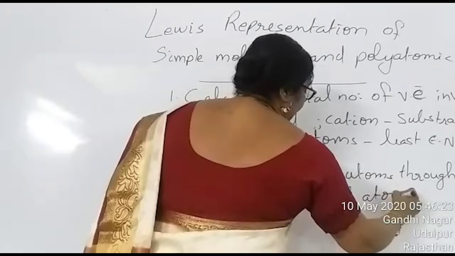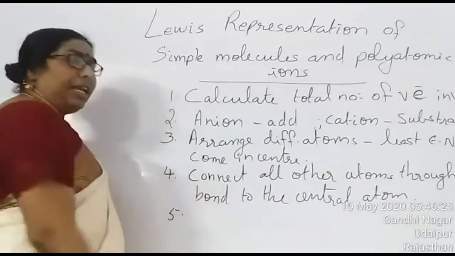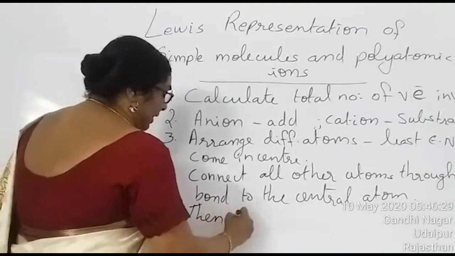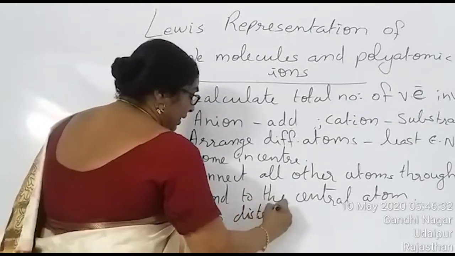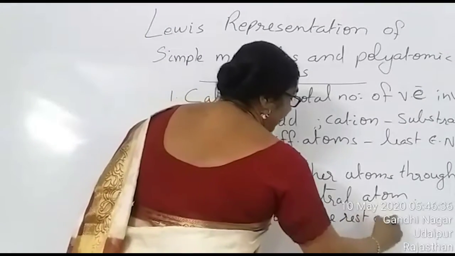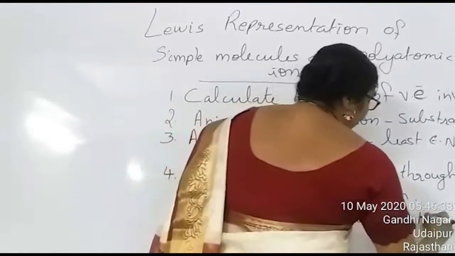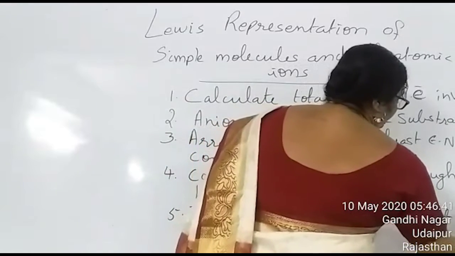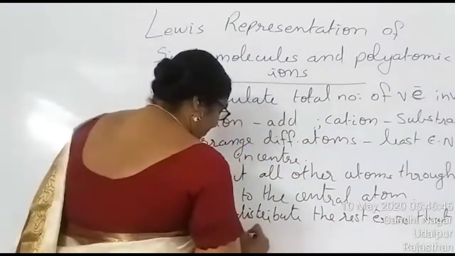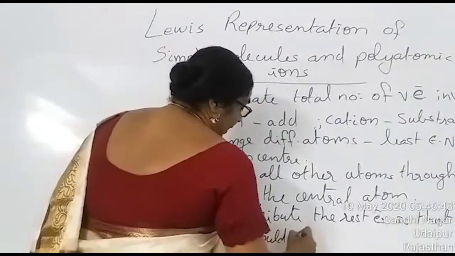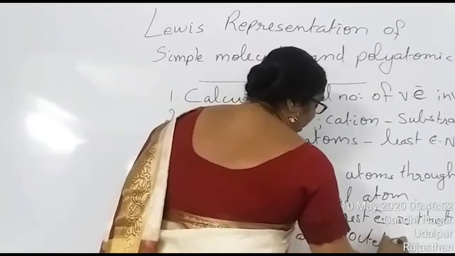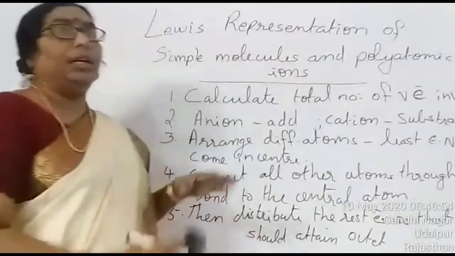Then you distribute the rest of the electrons so that every atom should attain octet. The last step is to distribute the rest of the electrons so that every atom should attain octet. Is it clear, children? These are the different rules you should follow in order to write the Lewis representation.